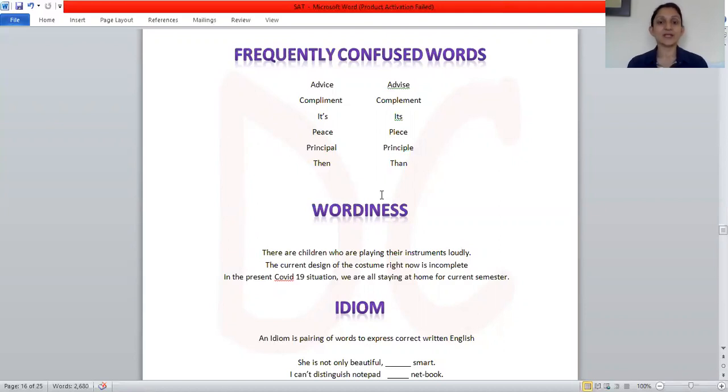Okay, now let's look at the next part. Wordiness. I have referred to the word wordiness a lot, as in I kept saying make sentences concise and active in other videos of mine. Wordiness basically means do not have redundancy. Don't speak or write the same thing over and over to give the same meaning.